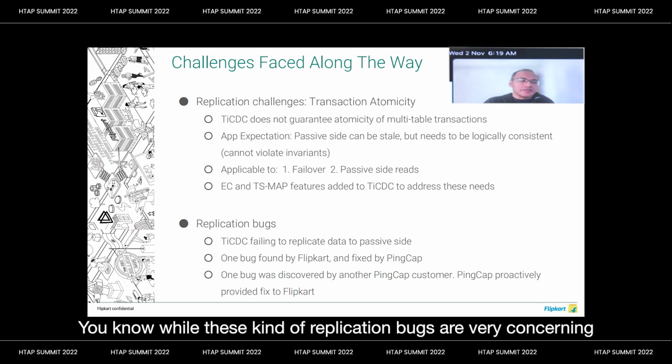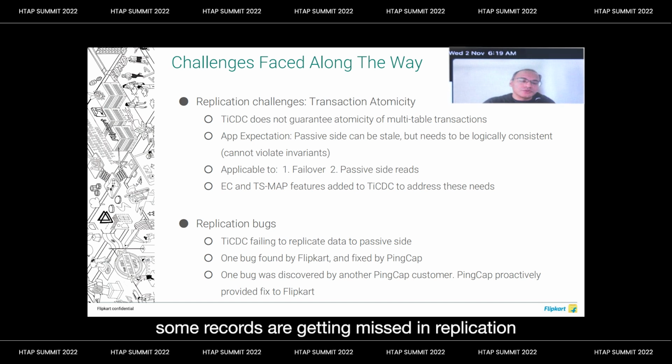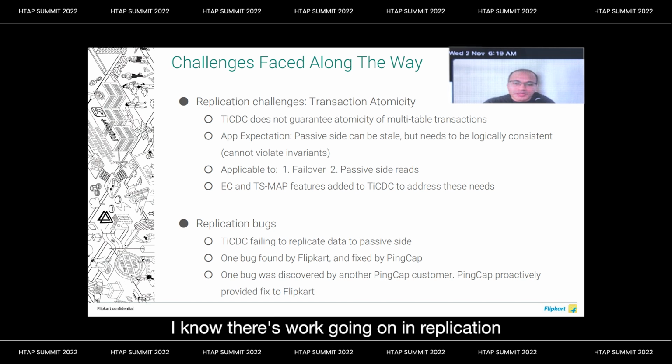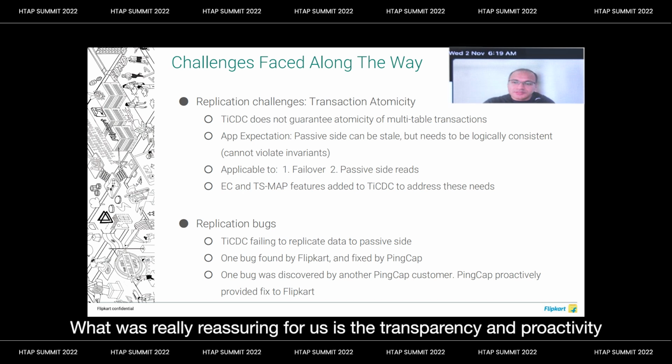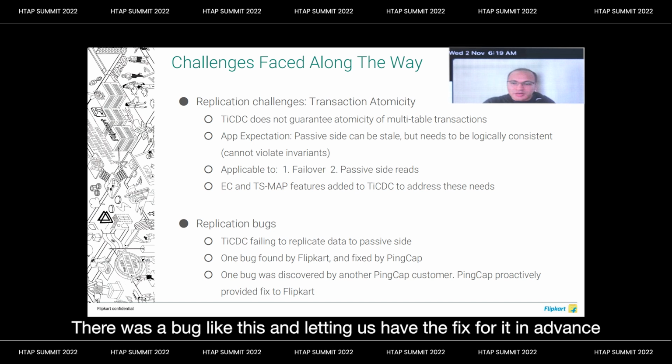While these kinds of replication bugs are very concerning, because of the kind of data and the scale that we are dealing with, it's very hard to even know that some records are getting missed in replication. So these are definitely concerning, but on the other hand, it's great to see this area of TiDB getting attention from the community. I know there is work going on in replication to make it better. And what was really reassuring for us is the transparency and proactivity that the PingCAP team had around this, to let us know that there was a bug like this and let us have the fix for it in advance.